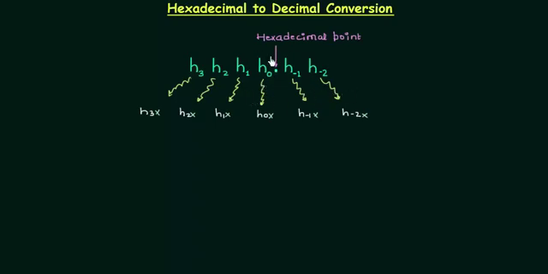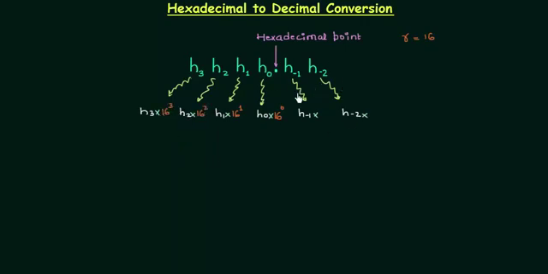So I will multiply this coefficient H0 by 16 raised to power 0, because 16 raised to power 0 is the weight of this position. Base in case of hexadecimal number system is equal to 16. I will multiply H1 by 16 raised to power 1, the weight of this position. In the same way, H2 will be multiplied by 16 raised to power 2 and H3 by 16 raised to power 3.